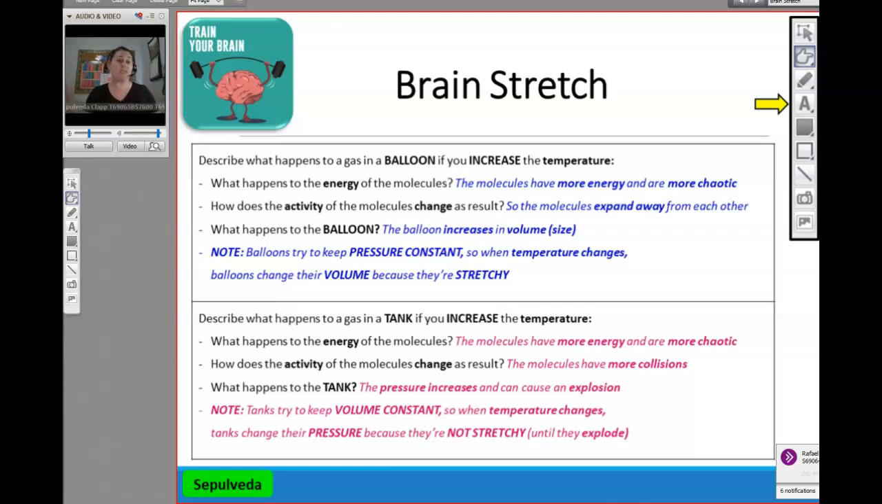Obviously, just like we said yesterday, if you walked outside on a cold day, you saw that the balloon kind of shrunk up a little bit. We're going to talk about this a little bit later. It's because the temperature is colder, so the molecules are not moving as fast and chaotic. Let's look at the second one.